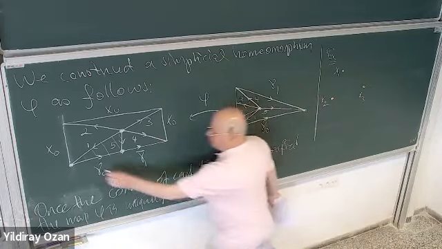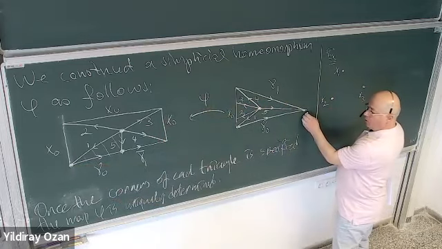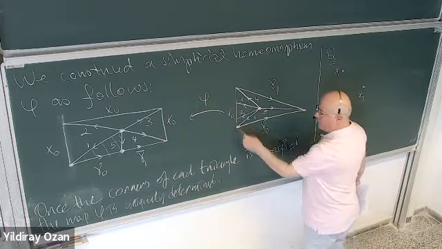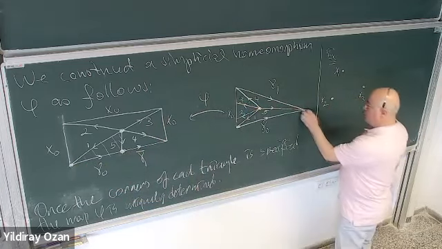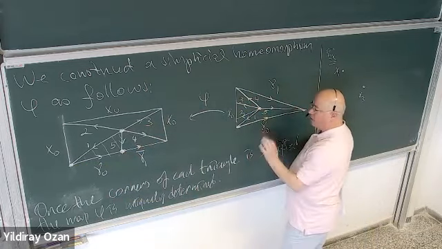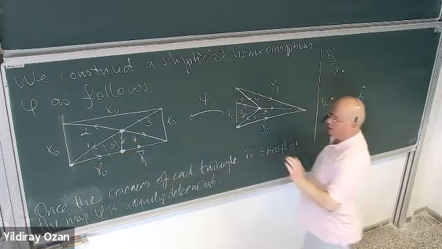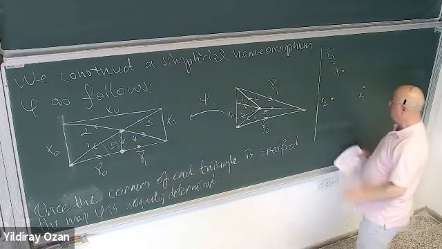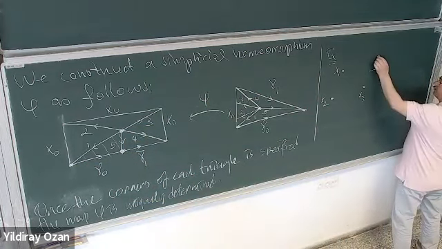So I specify that this point is mapped to this point, this point is mapped to this one, and this one is mapped to this one. Once I specify where these corners are mapped, the rest of the map is uniquely determined. How? Let me just explain this on an example.